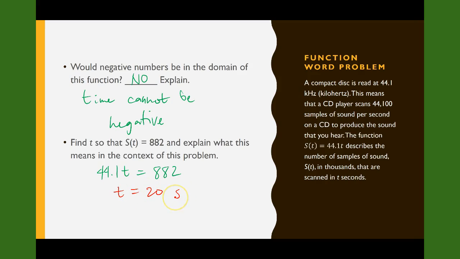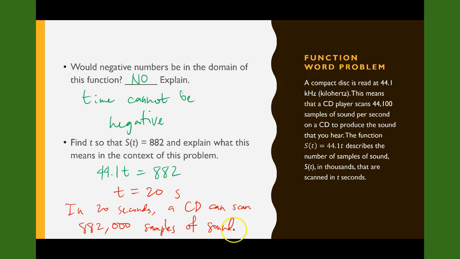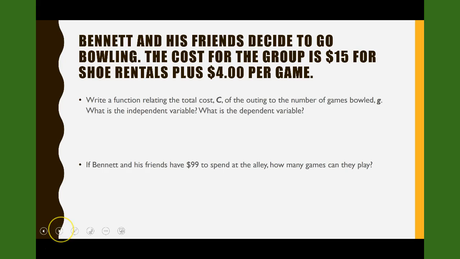Now this one is in seconds. This means in 20 seconds, a CD can scan. Now remember, this is in thousands. 882 is in thousands. 882,000 samples of sound. Okay. So that's how we use a formula to evaluate functions. Let's see one more that is kind of relevant to this.